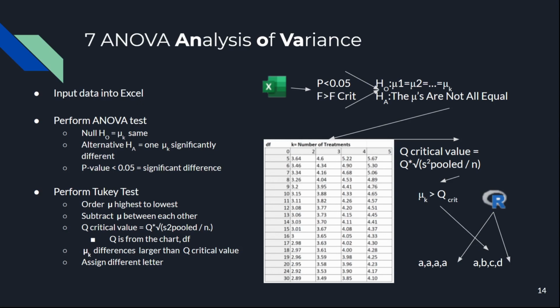First, we order the means from the highest sum to the least, and then subtract each mean from each other. Next, the Tukey test involves this formula for the Q critical value. You'll need to use this chart for the Q value and then find the standard deviations and total number of samples. If the mean difference is larger than the Q critical value, then the two groups are significantly different from each other. Therefore, give them different letters. Or you can just use free software to do the Tukey test for you.